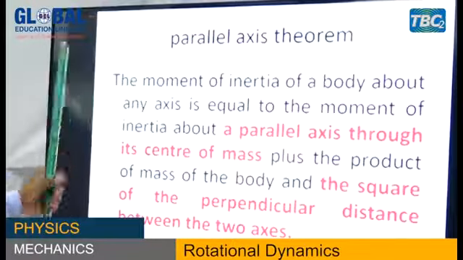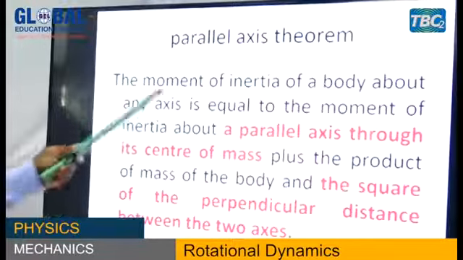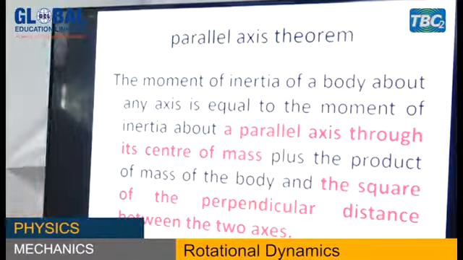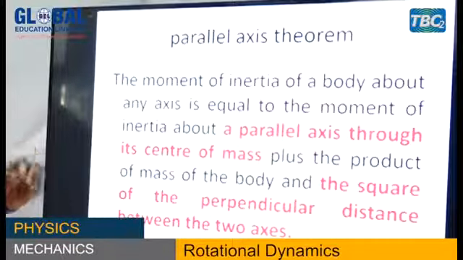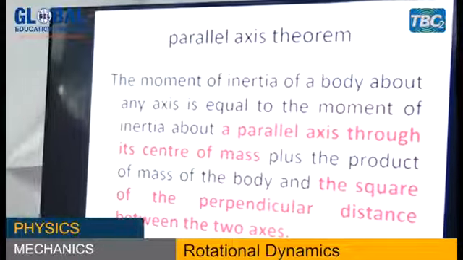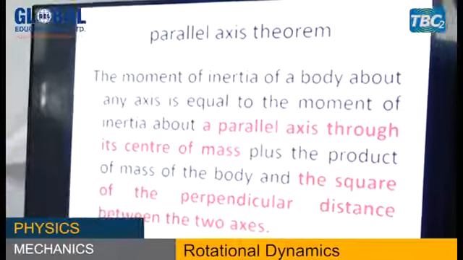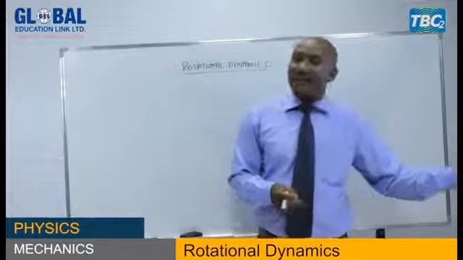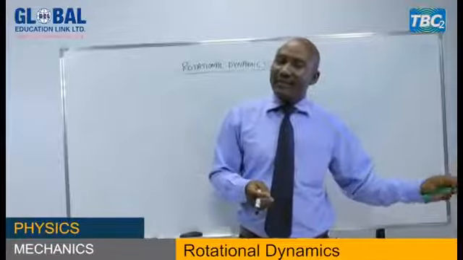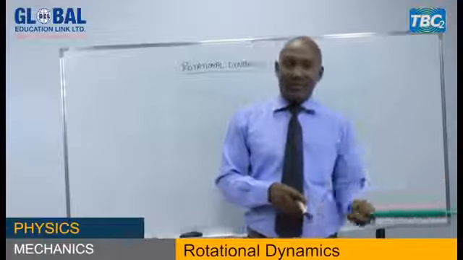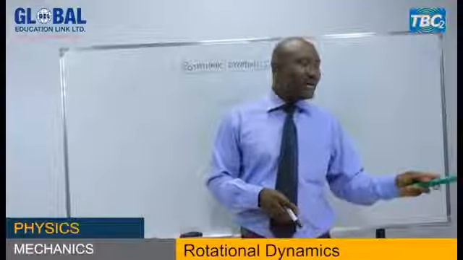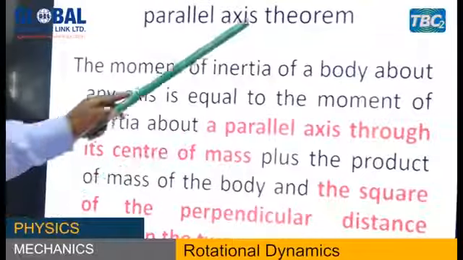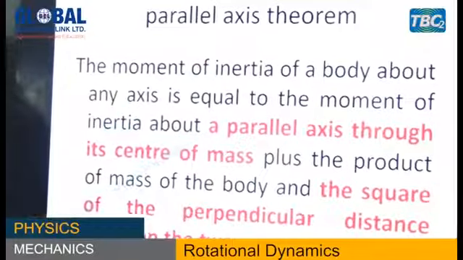Okay, let's start with the first theorem, which is the parallel axis theorem. It's the theorem which has two words. You can see there are some words that have been given in red color. These are the key lines which you are supposed to check in this theorem. These are the key points to be considered when discussing this theorem.